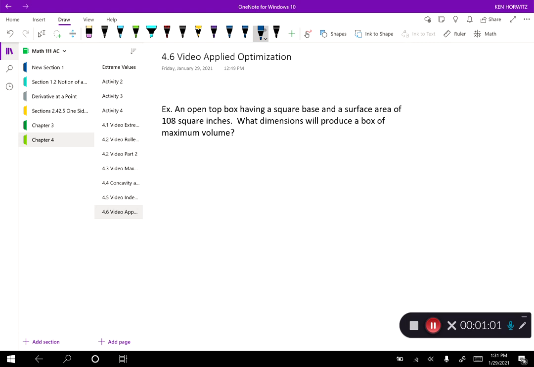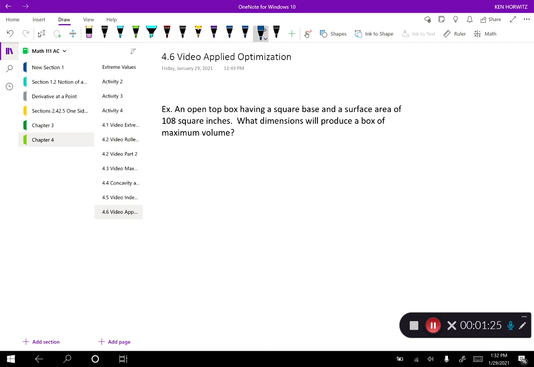An open top box having a square base and a surface area of 108 square inches. What dimensions will produce a box of maximum volume? So a pretty basic one to start. We're just talking about a box. We want to build a box, surface area of 108 square inches, and we want to maximize its volume.